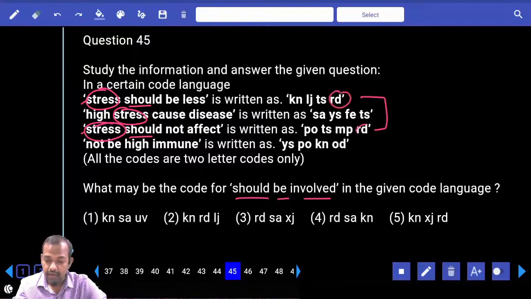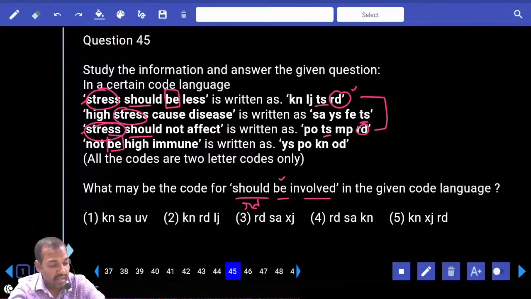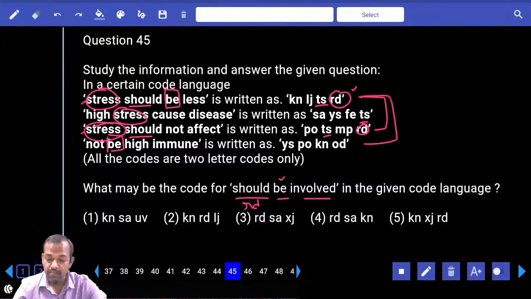RD and TS. And TS is repeated thrice. That means TS is the code for "stress". Now, RD is the code for "should" or not? Yes. Next one, "B". Now tell me, can you see the word "B" here? We can see "B" in the first line, and we can see "B" in another line, it is repeated or not? Yes, we can see "B" in the first line, and we can see "B" in the fourth line. Now tell me, in the first and fourth line, is any other word repeated here? What is the code repeated? KN. So KN is the code for "B".